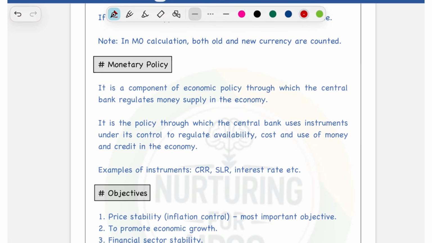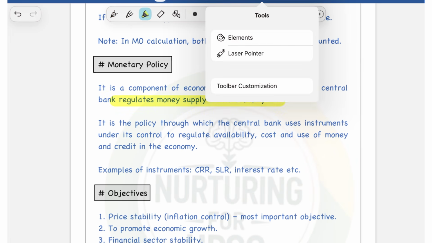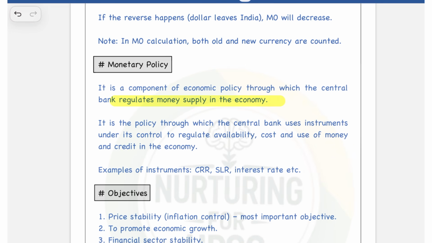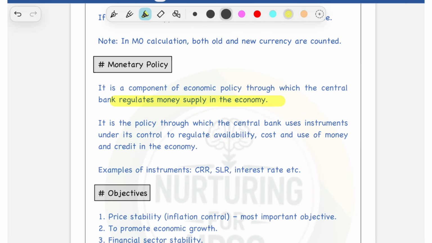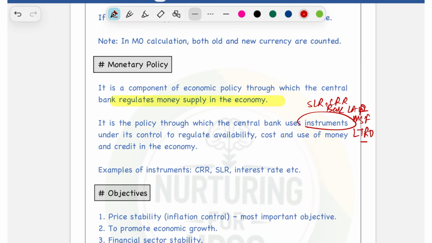This is very important. The way the central bank regulates the money supply in the economy is called monetary policy, and it is done by various instruments under which the availability, cost and use of money and credit in the economy is regulated. Like I've told you, the instruments can be SLR, CRR, bank rate, LAF, MSF, LTRO (long term repo operations), operation twist, and so on.